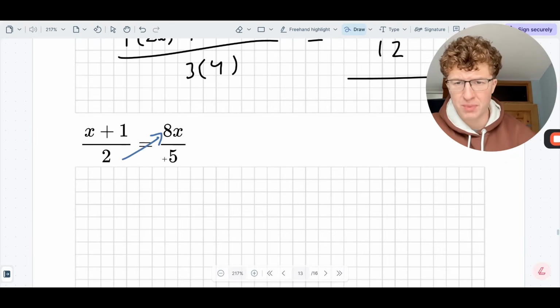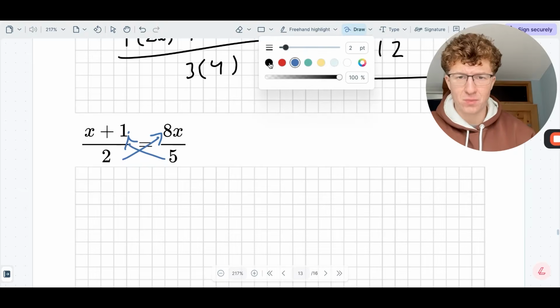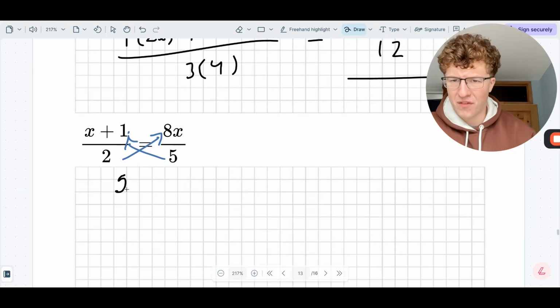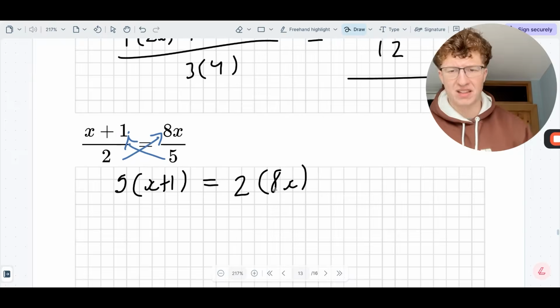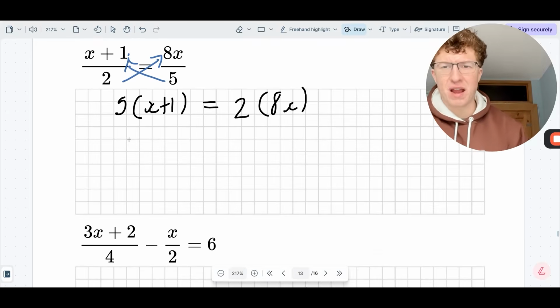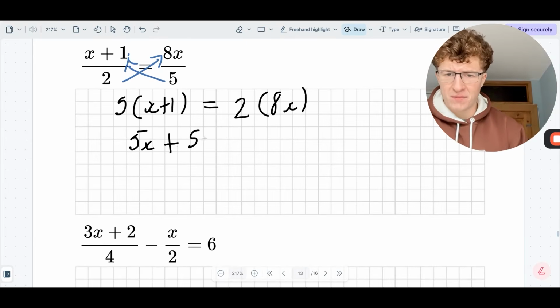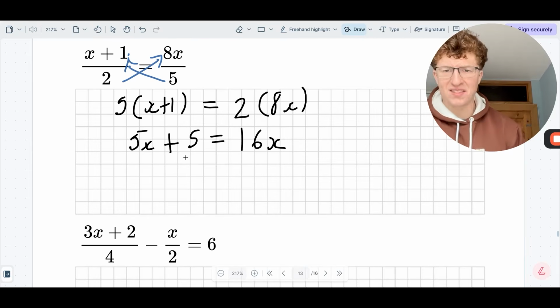We're going to be doing up, up like this. No bottom boys this time. It's not needed. So doing this, we're going to have 5 times x plus 1 is equal to 2 times 8x, like this. Expand these brackets, 5 times x is going to be 5x. 5 times 1 is just going to be 5. And that's equal to 2 times 8x, which is going to give us 16x.